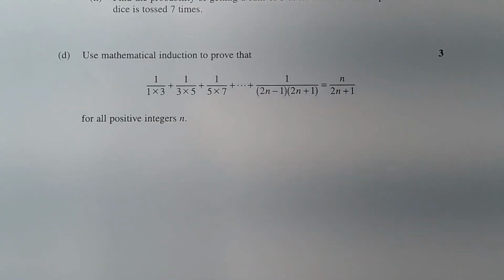Question 3d. Use mathematical induction to prove that 1 over 1 times 3 plus 1 over 3 times 5 plus 1 over 5 times 7 plus ... plus 1 over (2n minus 1) times (2n plus 1) equals n over (2n plus 1) for all positive integers n.